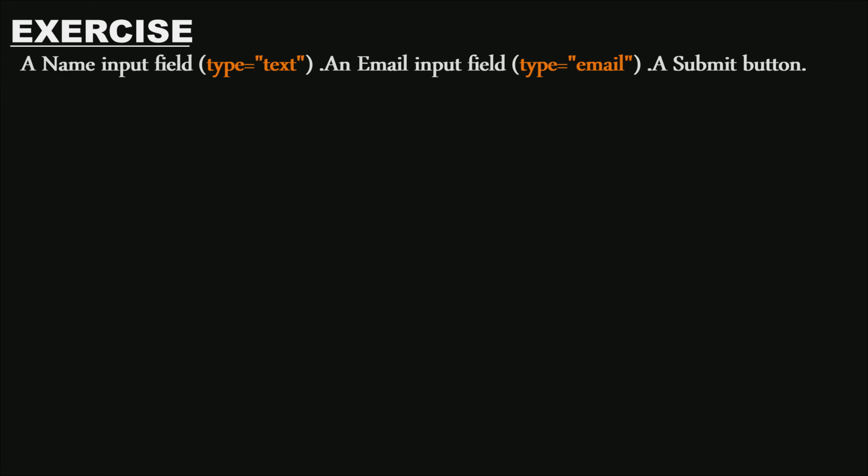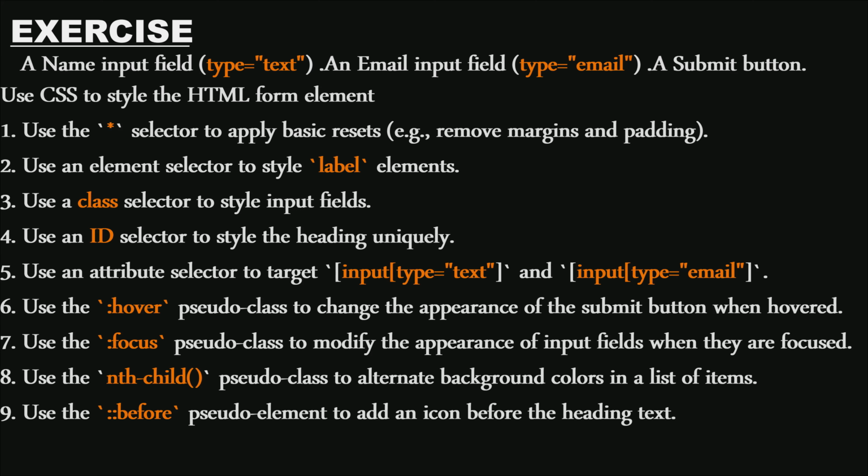Exercise. We have an HTML form that contains a name input field, type equals text, an email input field, type equals email, and a submit button. Use CSS to style the HTML form elements. 1. Use the asterisk selector to apply basic resets, e.g., remove margins and padding. 2. Use an element selector to style label elements. 3. Use a class selector to style input fields.